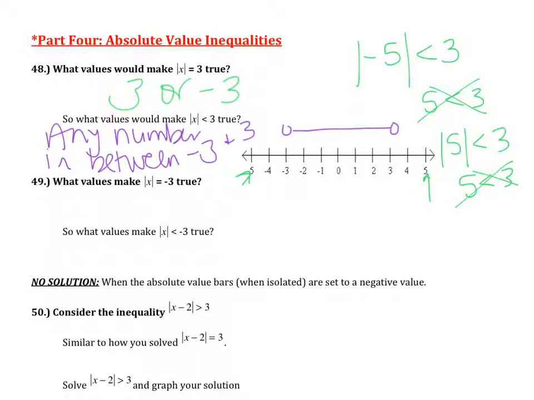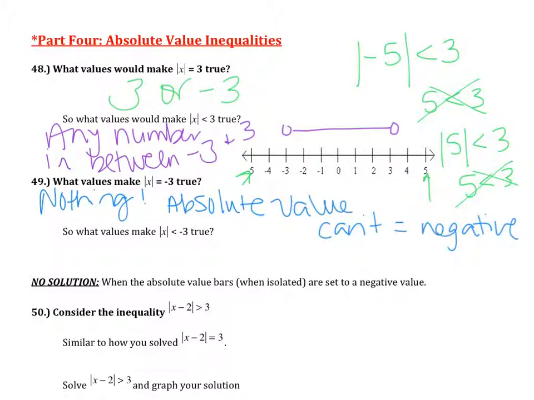So number 49, what makes absolute value of x equals negative 3 true? This is kind of like a trick question. Nothing is going to make this true. Anytime you have absolute value, your result is positive, so absolute value cannot equal a negative. So what values make absolute value of x less than negative 3 true? This is also going to be none.